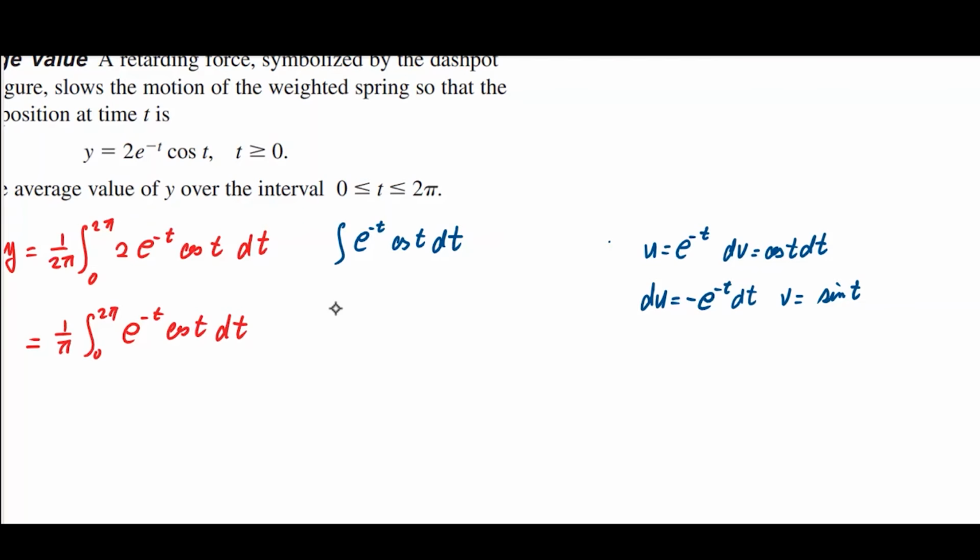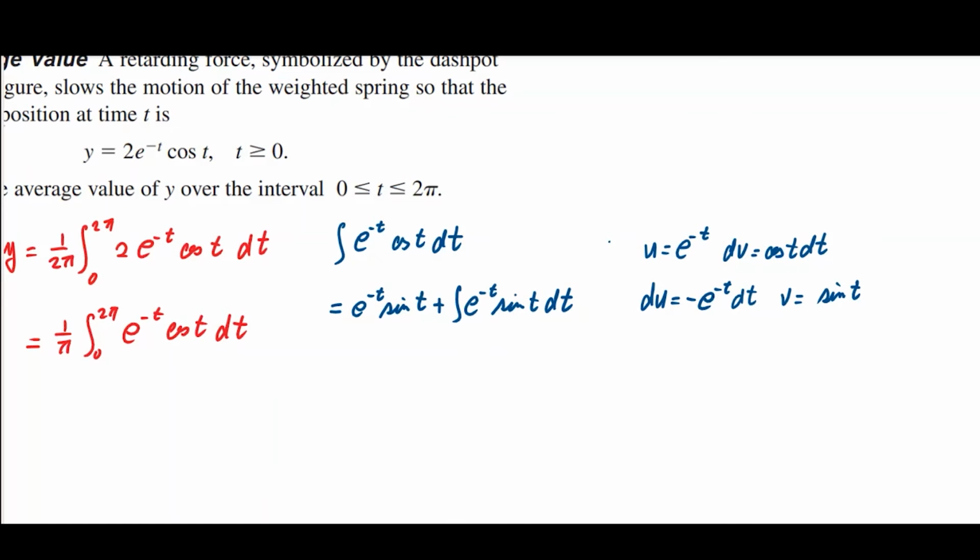Okay, so this thingy is equal to uv. So you have e to the negative t sine t minus the integral of these two. And here's a minus sign, and here's a minus sign, so this becomes plus. And then we have e to the negative t sine t dt, okay?